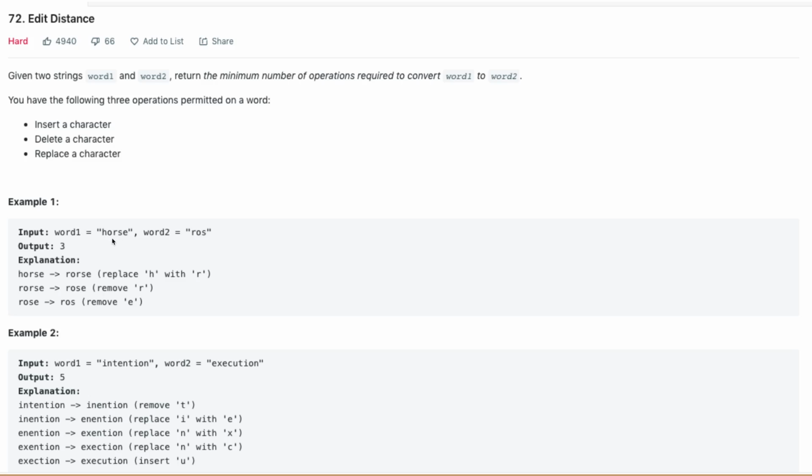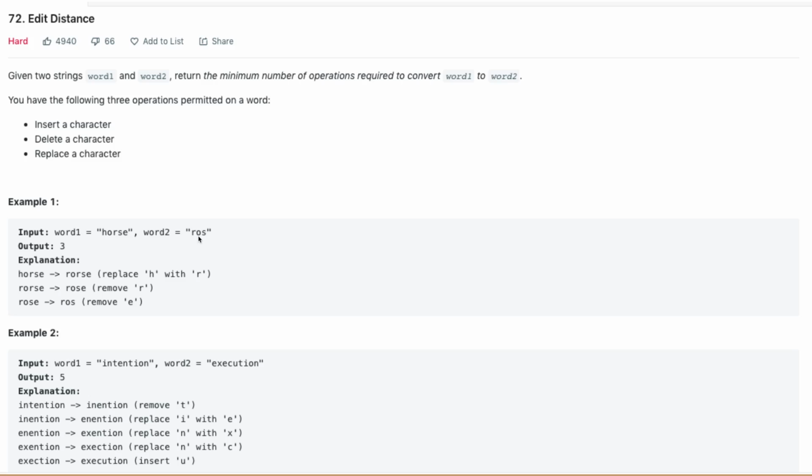Or I can do what? I can do insert. So if I insert something, what would that be? I'm comparing with R, and I'm going to insert R right here. If I insert R, my I will still be here because I still haven't matched them yet. All I did is insert something right here. My R is already matched.